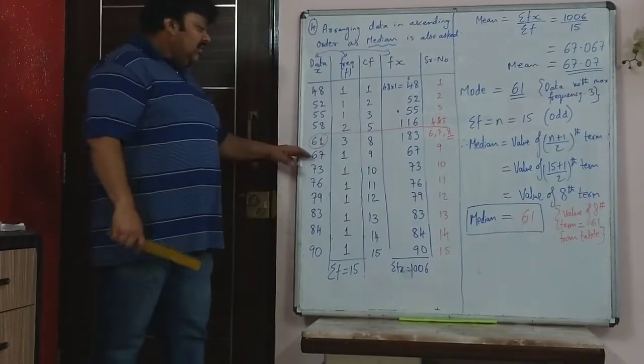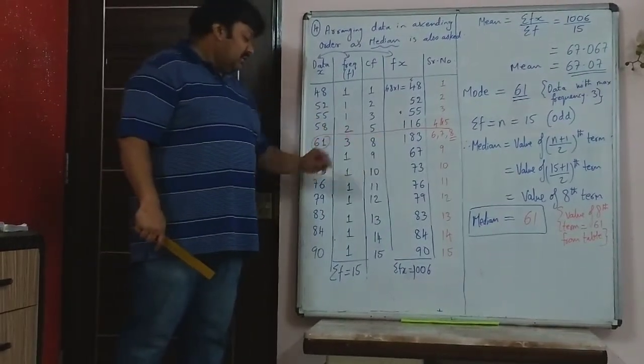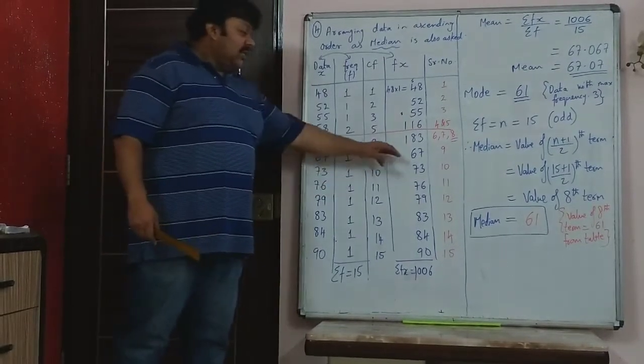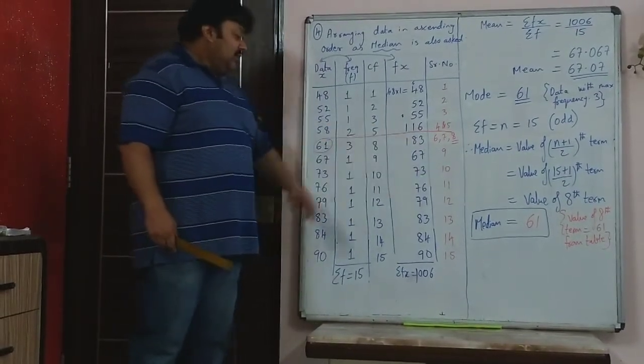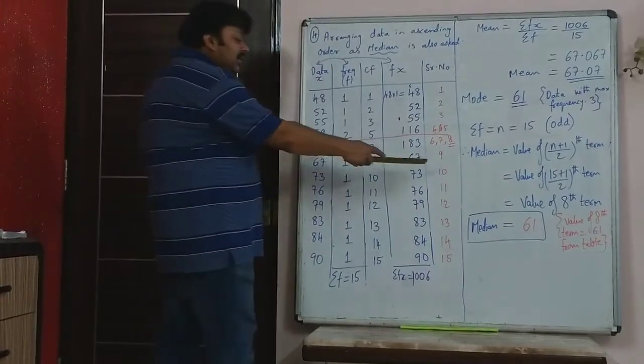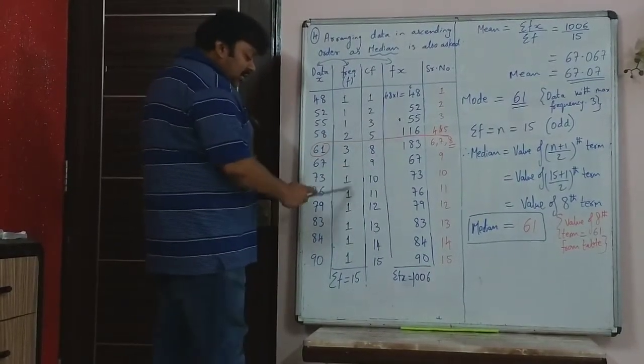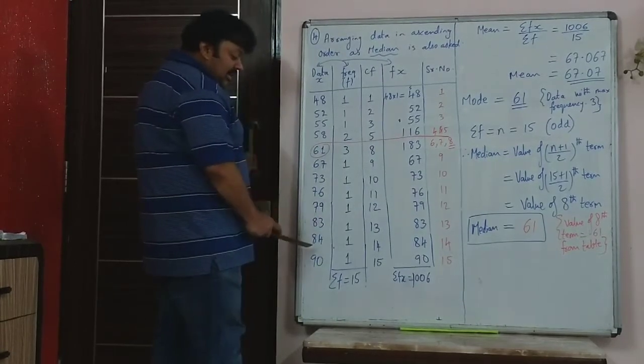And we do f into x, so that is 67. 73 also, the frequency is 1, so there is 1 person of age 73. So 73, 1 person, that is the 10th person in the group, f into x. Again, all of them are 1. All the data is 1.